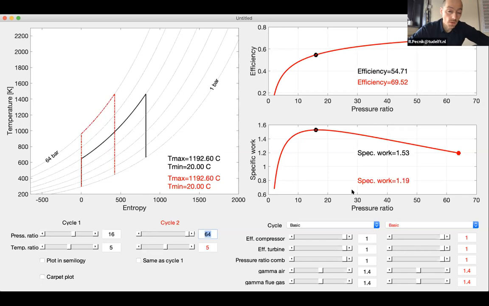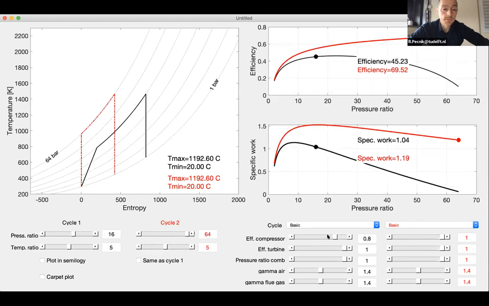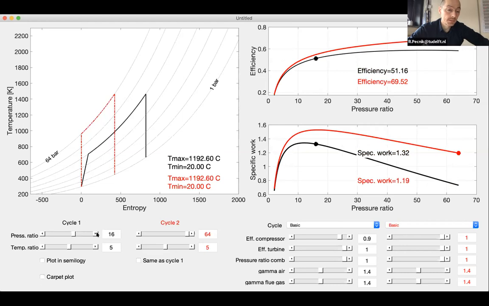Now you can also say, okay, what happens if I actually change the compressor efficiency. You can see here there's the compressor efficiency, the turbine efficiency, the pressure ratio, and so on and so forth. The only two things that you will need are these two. So I change the efficiency of the compressor and make it for the black cycle 80%. Let me do it the other way.